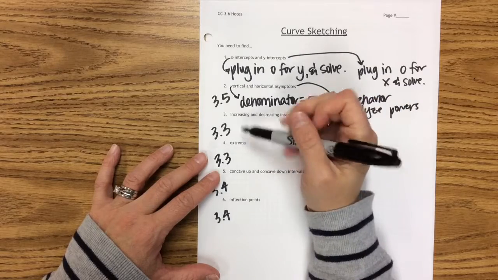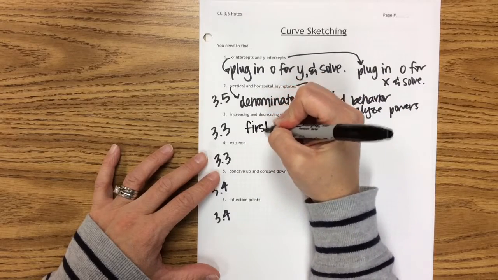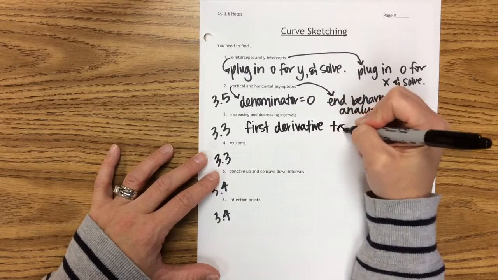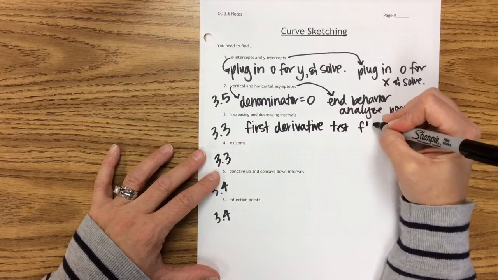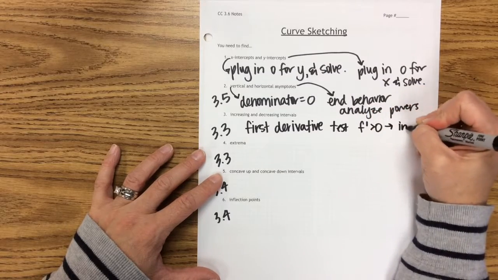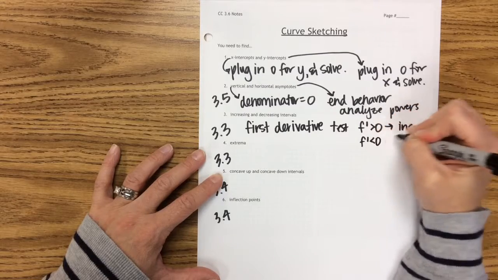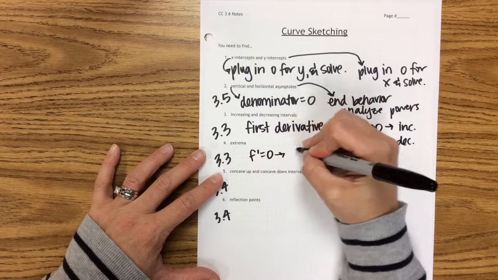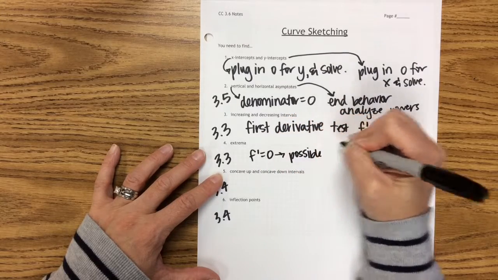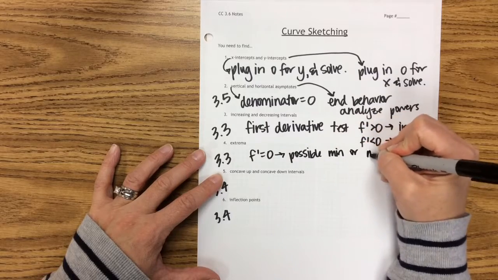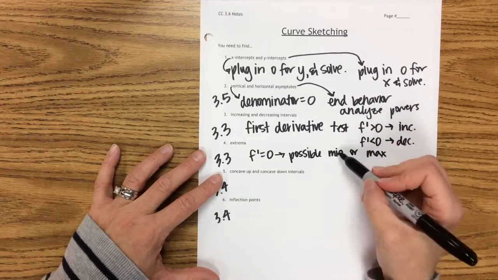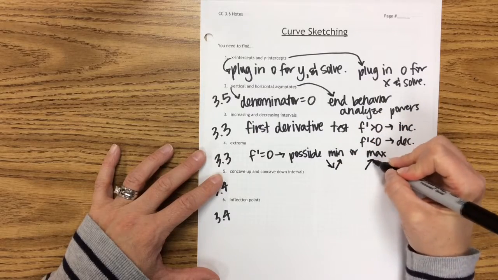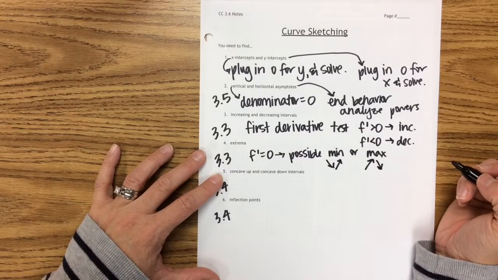Increasing and decreasing intervals and extrema, we get that information by applying the first derivative test. And if you recall, when the first derivative is positive, it's increasing. When the first derivative is negative, it's decreasing. And when the first derivative equals 0, there is a possible min or max. Remember, when we're looking for mins and maxes, a minimum would be when it goes from decreasing to increasing. A maximum would go from increasing to decreasing.